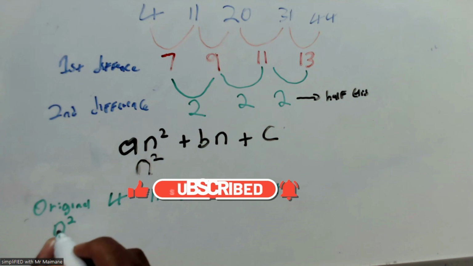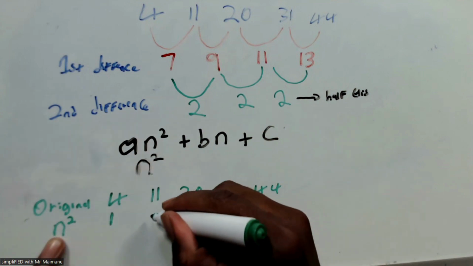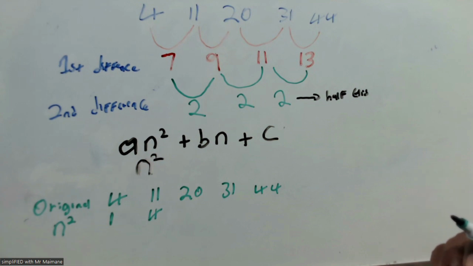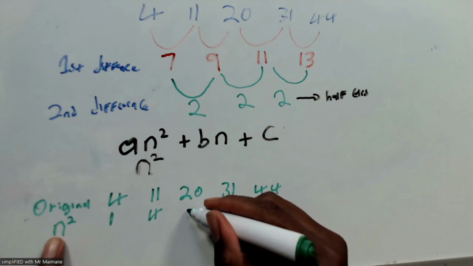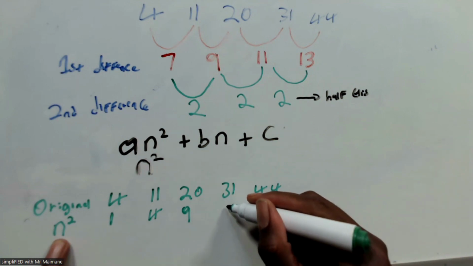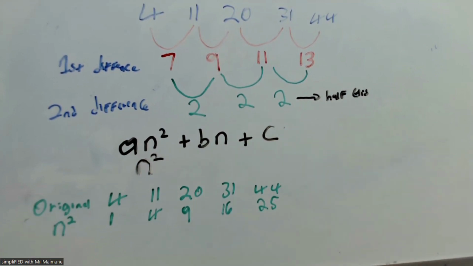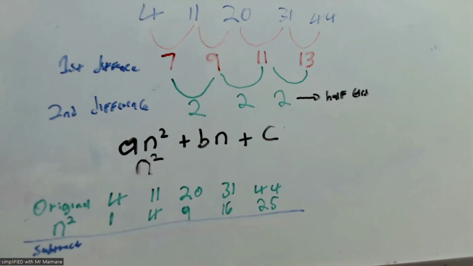N squared, meaning the first term, if I put 1 into there, I'll get 1. N squared, if I put 2 into n, I'll get 4, because 2 squared is 4. If I put 3 on n, I'll get 9, because 3 squared is 9. If I put 4, I'll get 16. And if I put 5, I'll get 25. And then from there, the next step is to subtract.